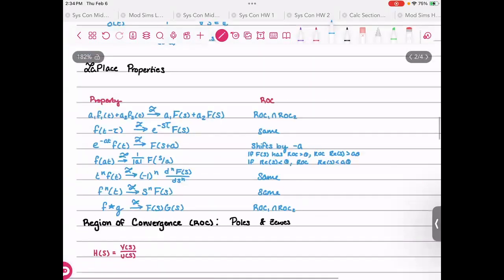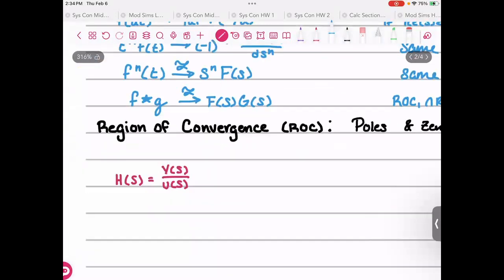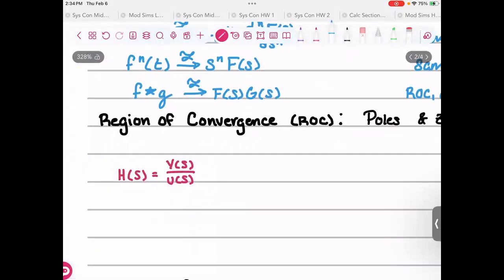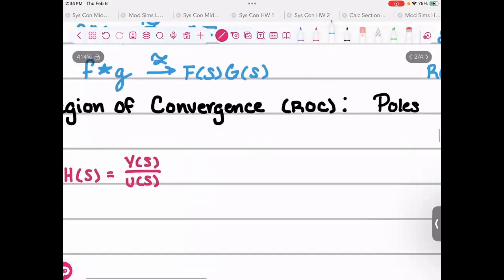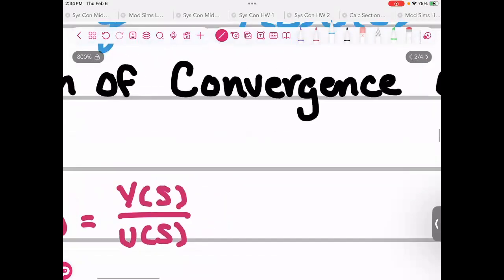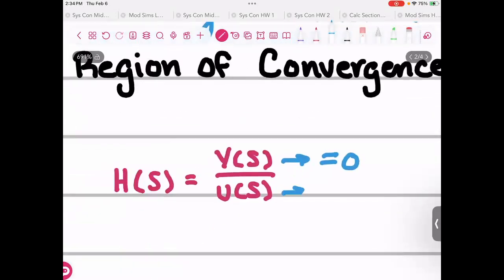Cool. So what is this ROC? The ROC is where the function converges, essentially where it does not go to infinity. If you take your average transfer function, and this again should look familiar from Lenzig, we remember that H of s is equal to Y of s over U of s. So to calculate the zeros of the transfer function, you're going to set Y of s equal to 0, and to calculate the poles, you're going to set U of s equal to 0. You can just solve for that as you normally would. It typically involves some factoring, and that's that.